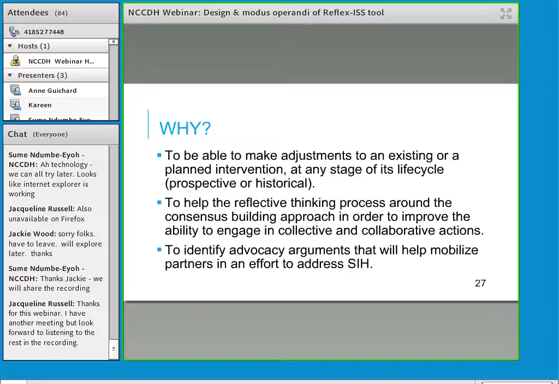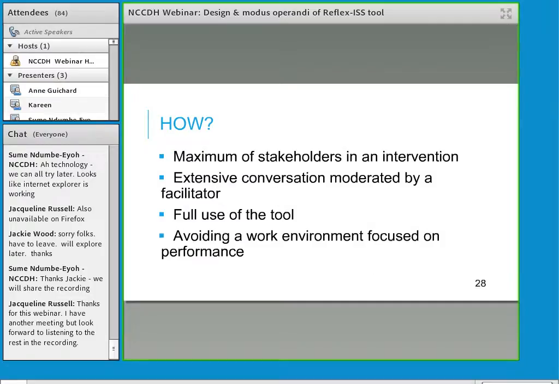The tool can be used to make adjustments to an existing or a planned intervention at any stage of its life cycle. The tool aims to reflect on the consensus-building approach needed to strengthen the ability to address social inequalities in health by engaging in collective and collaborative action. On a more modest but important level, the Reflex-ISS tool can be used to identify which advocacy arguments are needed to mobilize partners in an effort to address equity in health. Next slide.